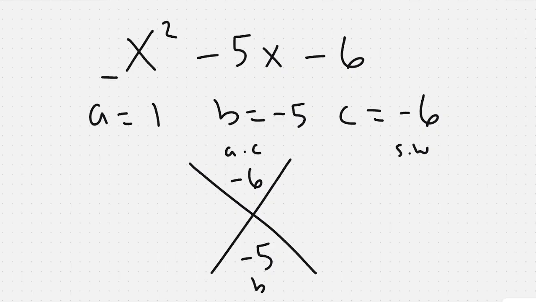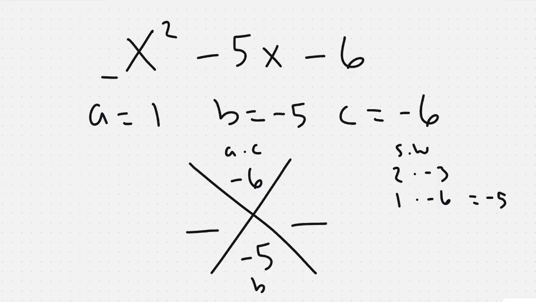So let's think of it. If we had, let's say, positive 2 times negative 3, we get our negative 6. But when we add these numbers together, they will equal negative 1. And that's what we don't want. Let's think of something else. What about the basics of just 1 times negative 6? They do multiply each other to give us negative 6. And then when we add these two numbers together, we do get that negative 5. So that is our missing numbers.